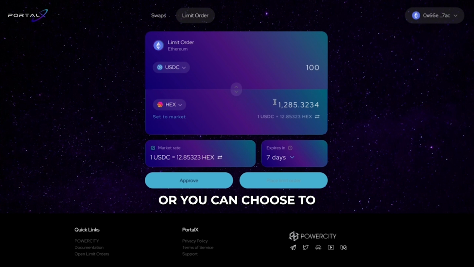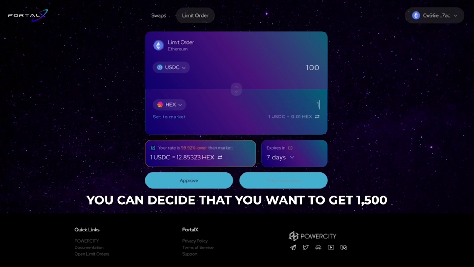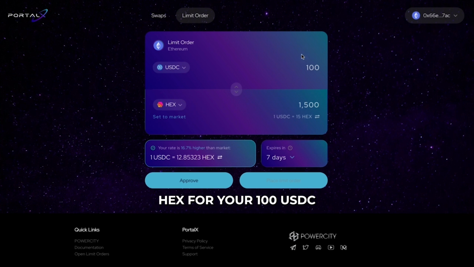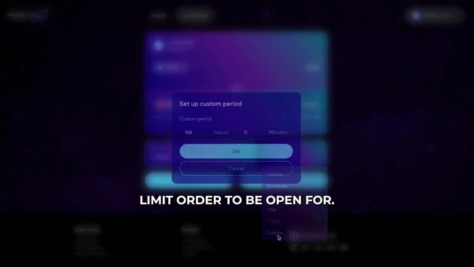Or you can choose to speculate on what you believe the market is going to do. Say you think maybe the HEX price might take a little bit of a dip and you could get a little bit more value for your money here. You can decide that you want to get 1,500 HEX for your 100 USDC. And that's where the expiry really comes into play. If you are speculating on price movement, you can pop down here and customize how long you want this limit order to be open for.